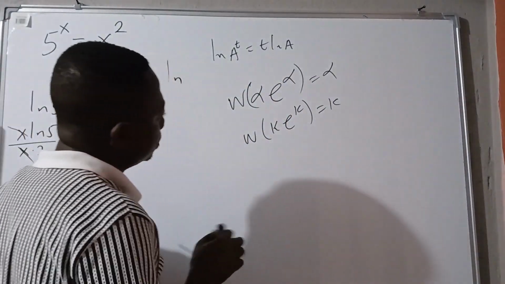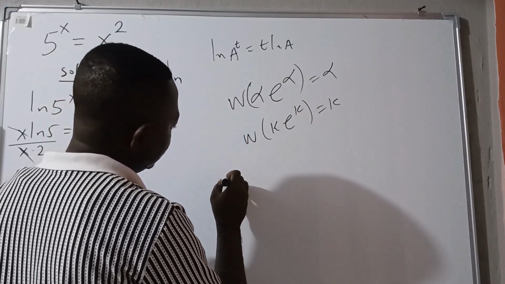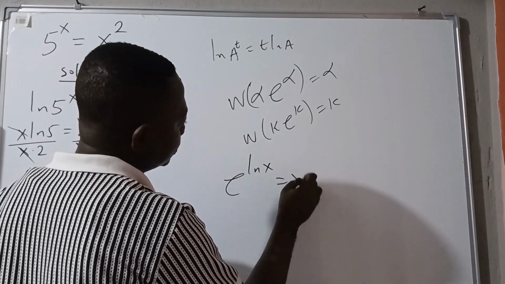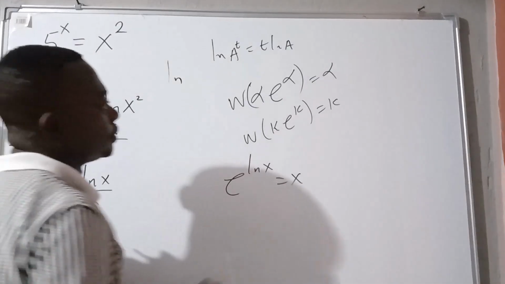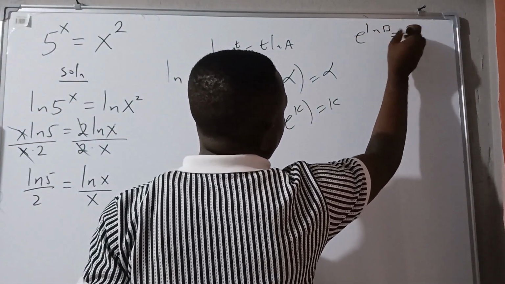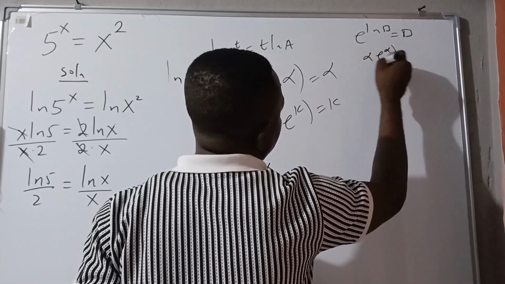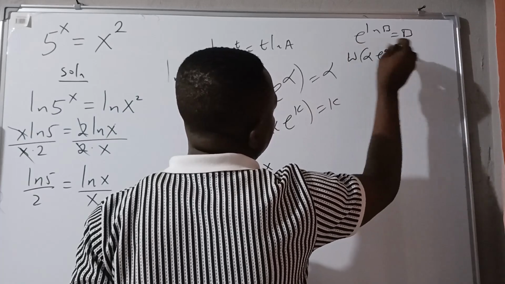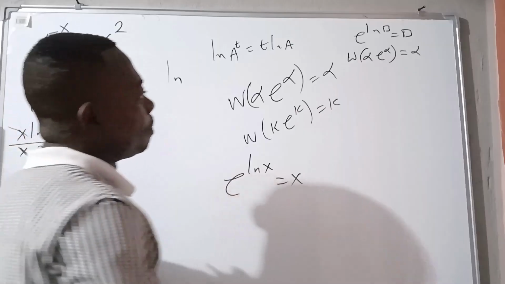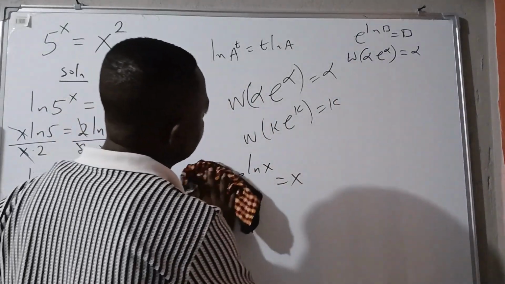And one more thing, before we can apply this, we have to know this: e exponent ln of x, the answer is x. Don't forget that. So e raised to ln of box, the answer is box, and alpha times e raised to alpha, the W function of that will be alpha. We are going to combine the two properties here. So let's pay attention.